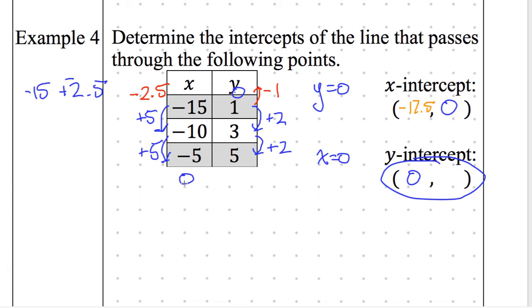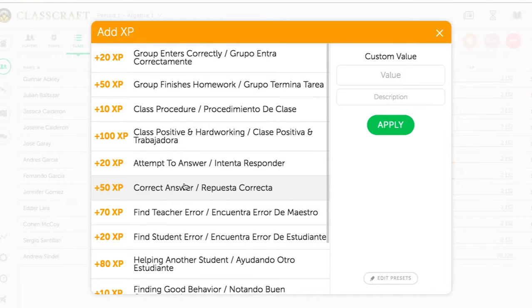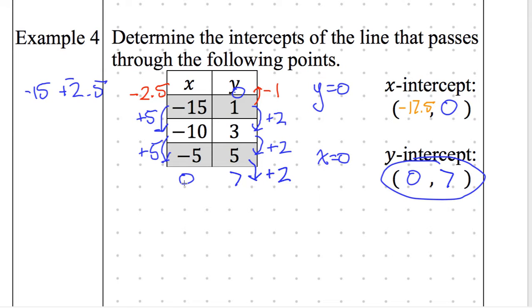Julian, we'll give it to you. 0x and 7. She got it right. Why are you guys giving her? Okay. Yes, you plus 2, you get 7. Jennifer, I'm going to give you the 50 XP. And I'm going to give Julian his 50 XP. You both got it. There it is.